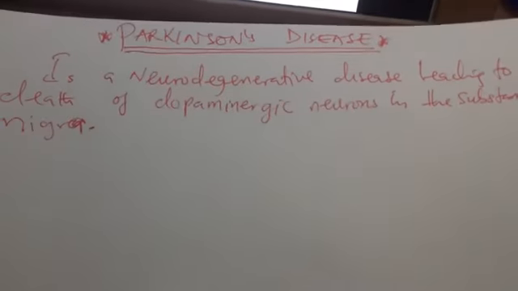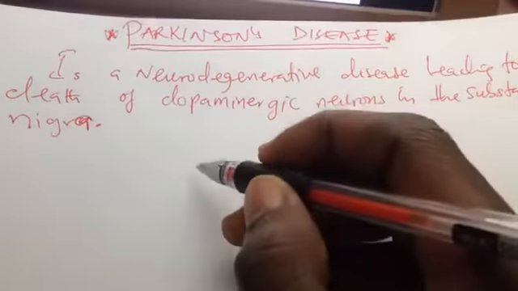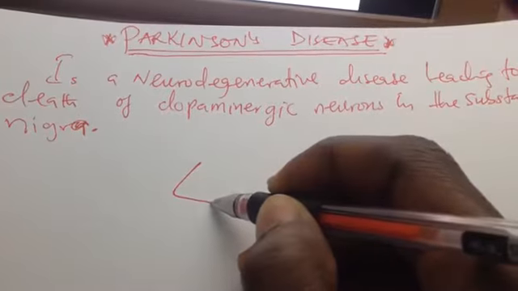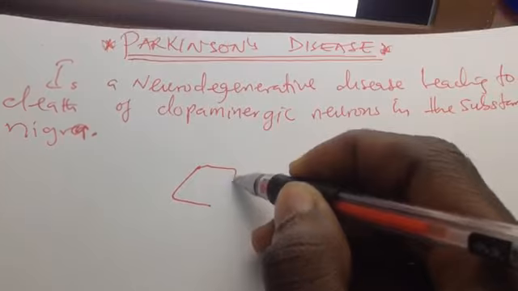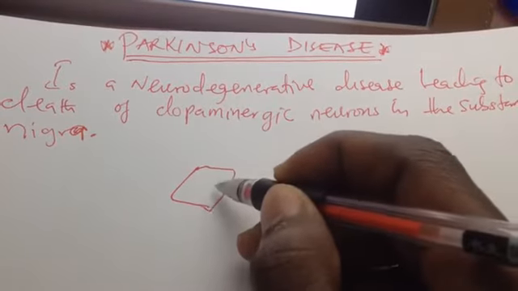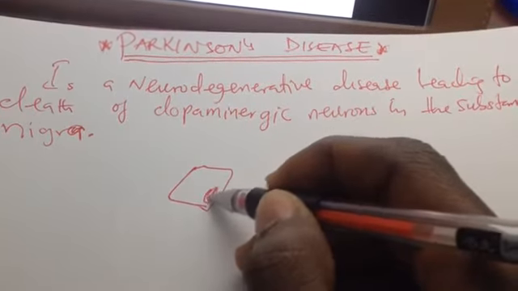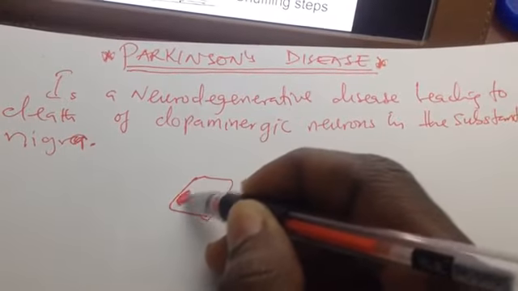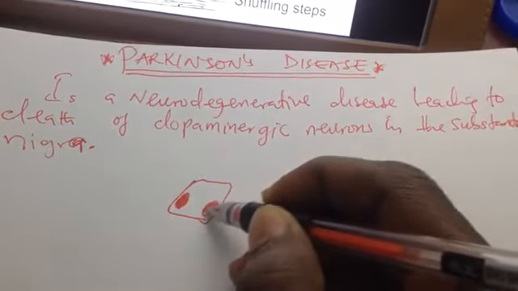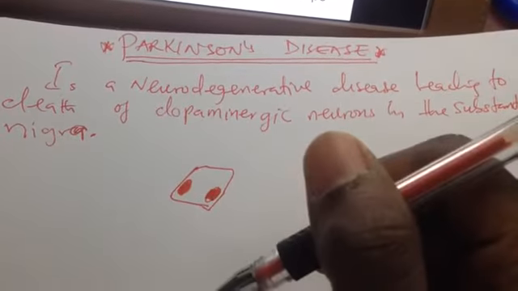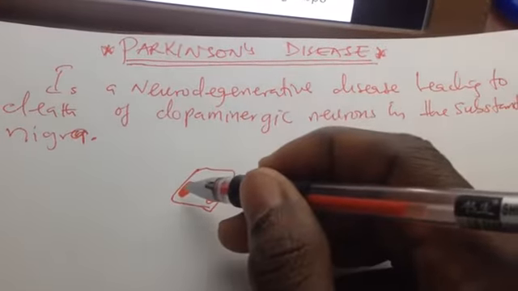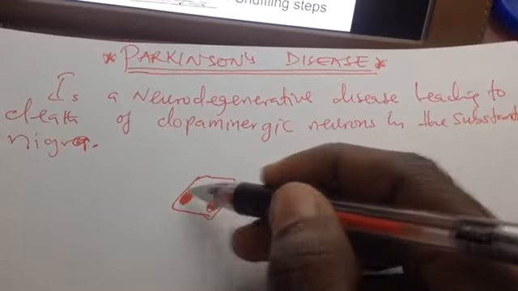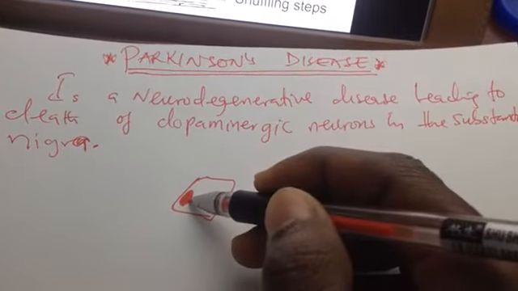So if you say this is the midbrain like this, here we have a substantia nigra, and on this side we also have another substantia nigra. This is connected with the basal ganglia. We have a lot of dopaminergic neurons here in the substantia nigra, and these neurons then degenerate.